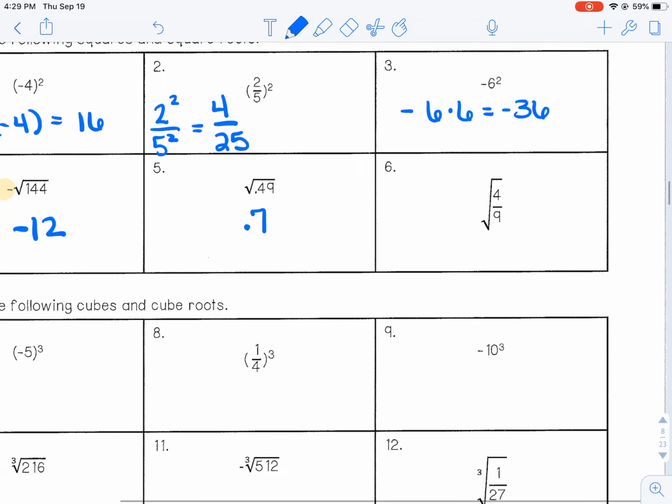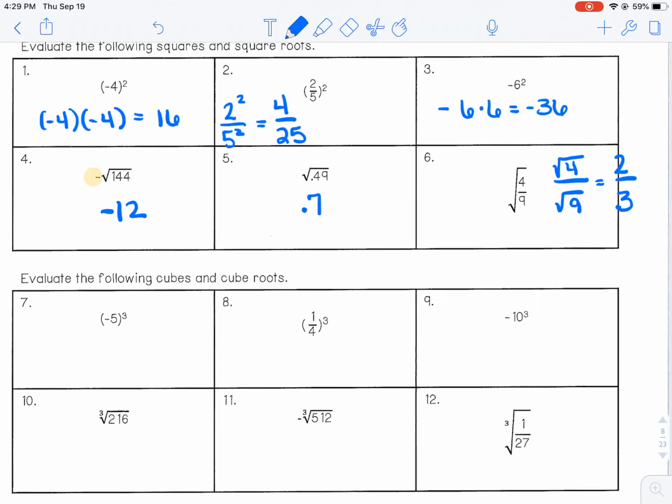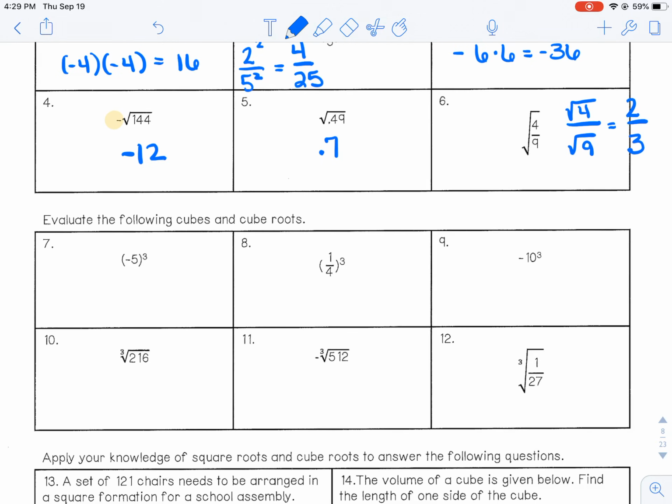Number 6. We have the entire fraction in a square root, so basically what that means is the square root of 4 over the square root of 9. Okay, the square root of 4, 2. The square root of 9, 3. So your answer is 2/3. Okay, I went through that kind of quickly because, again, you've done that in a previous lesson.